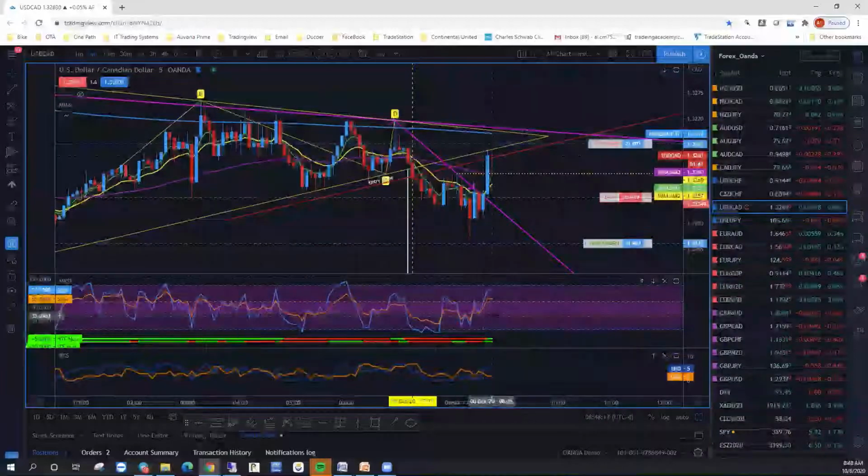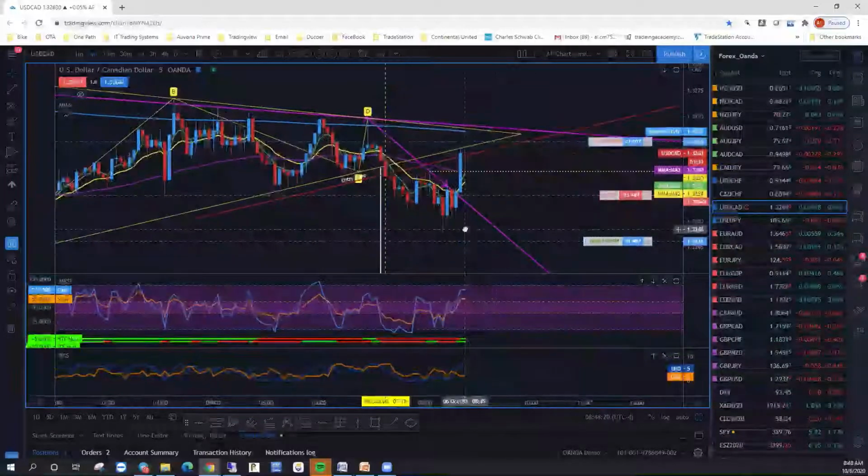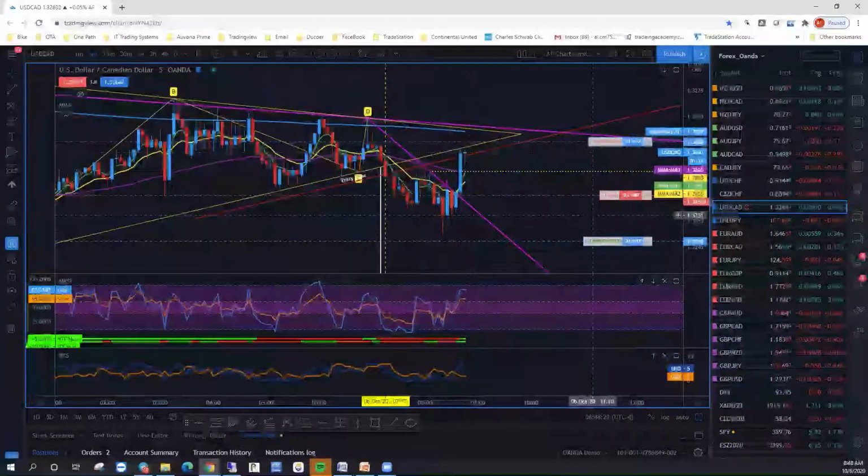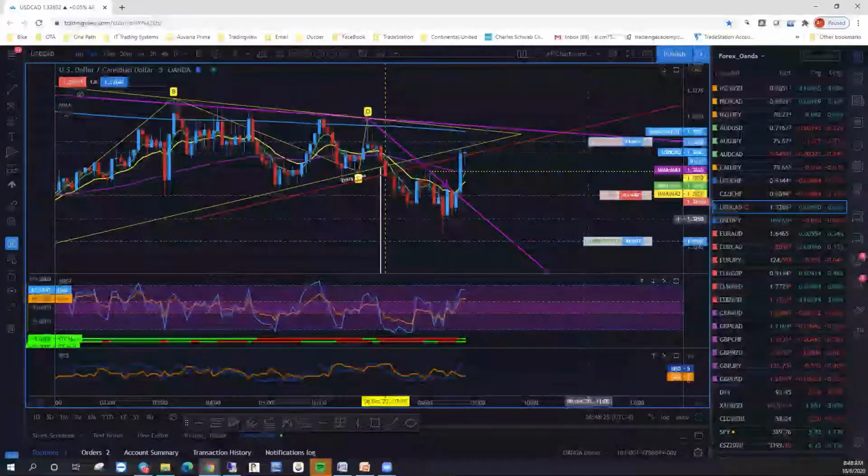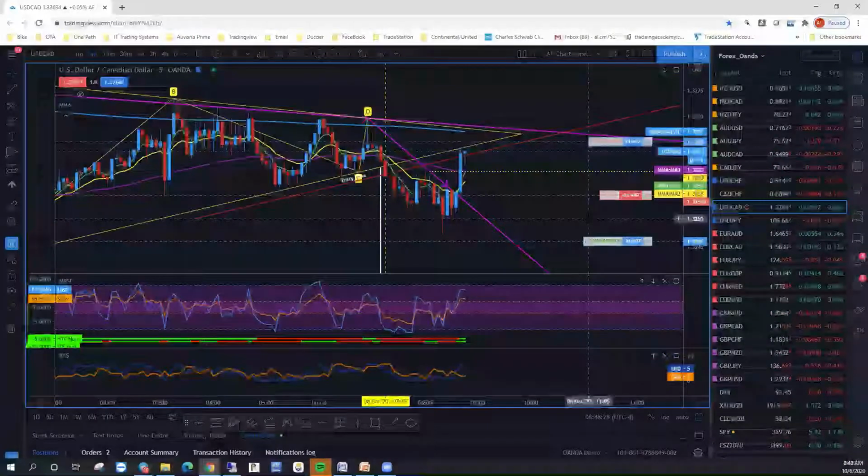Even from my worst entry on this one, we're still only like seven pips against the person. So just because the entry wasn't ideal, it's not worth fretting about, I think.